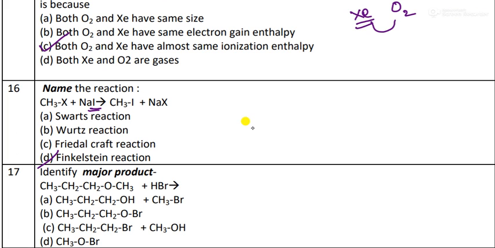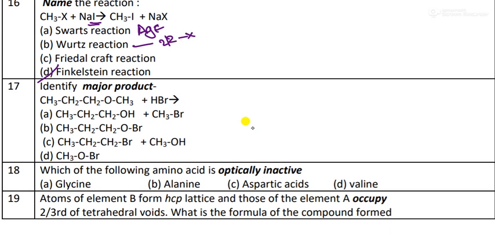Let's see one more question. In the preparation of xenon compounds, why does xenon form complexes with oxygen? Generally they have very close ionization energy values, almost the same ionization energy. That's the reason why xenon can form the compound. Look at this question: whenever they have given iodine, iodine means less reactive. You can remember the Finkelstein reaction.